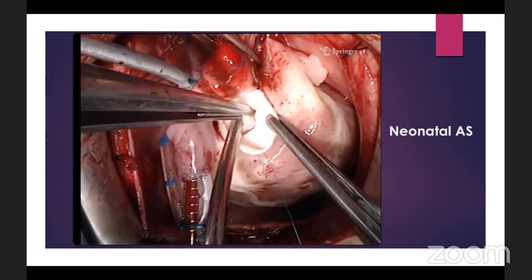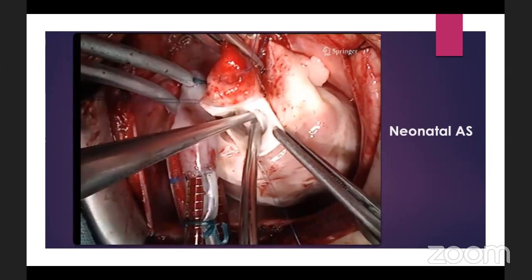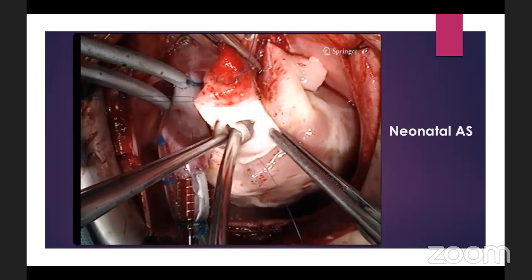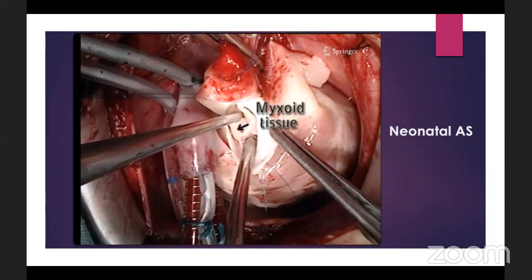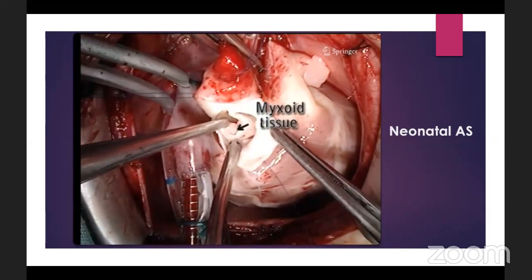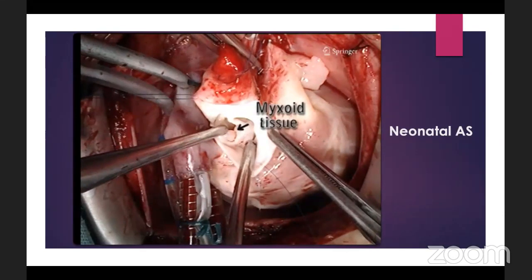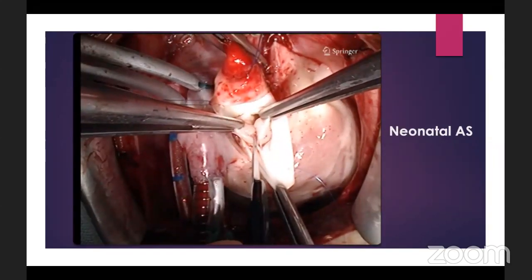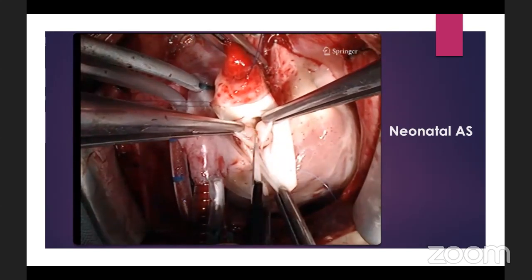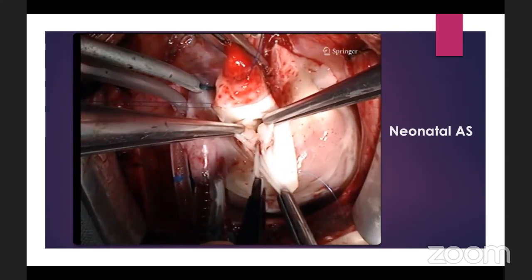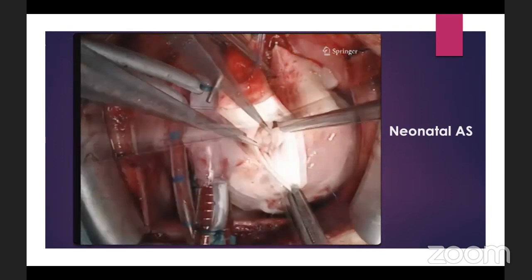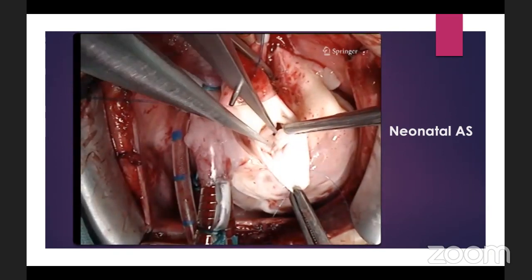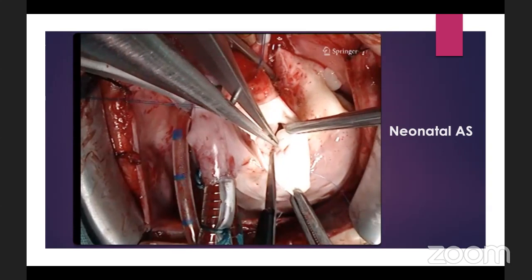There's one true raphe and one false raphe. And you see this thick stuff. Yeah, this is the myxoid tissue on the inside surface of the valve. It's very friable. It contributes a big deal to the obstruction, but it's very tricky to handle surgically. And you can enlarge the valve orifice area by cutting into that fused raphe and removing this myxoid tissue from the inside surface of the leaflet.